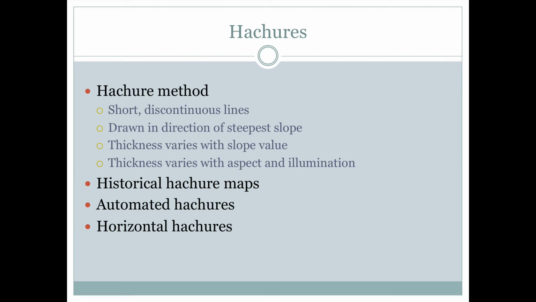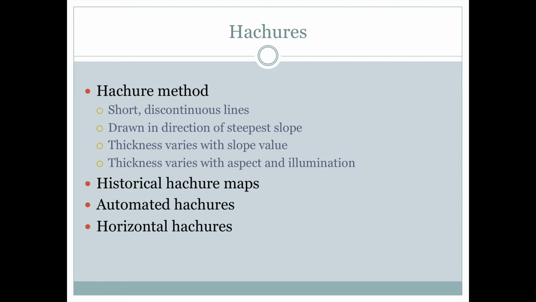Hachures are a method for creating terrain maps that use short discontinuous lines drawn in the direction of the steepest slope. The thing that makes them look three-dimensional is that the thickness of the line varies with the slope value. The thickness also varies with the aspect direction and what we know about the illumination vector, which is how those two directions, slope and aspect, align with an illumination direction, so that we can change the line thicknesses accordingly.